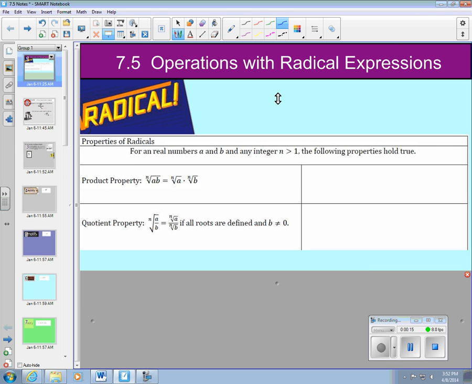So the first property is our product property, which is the nth root of AB is equal to the nth root of A times the nth root of B. So we can take any set of radicals and split them apart like they did here.